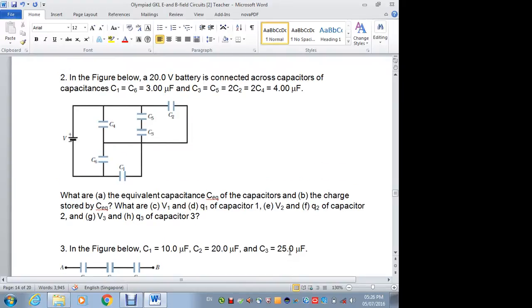Oh, looks complicated. In the figure below, a 20 volt battery is connected across capacitors of capacitance C1 to C6. Where's C1? I can't see. Oh, no, here. C1, C, all 3, 6 resistors. Okay, but they are different values. Right. What are the equivalent capacitance, CEQ, of the capacitors, and B, the charge stored by CEQ? What are V1, Q1, so on, a lot of things to ask.